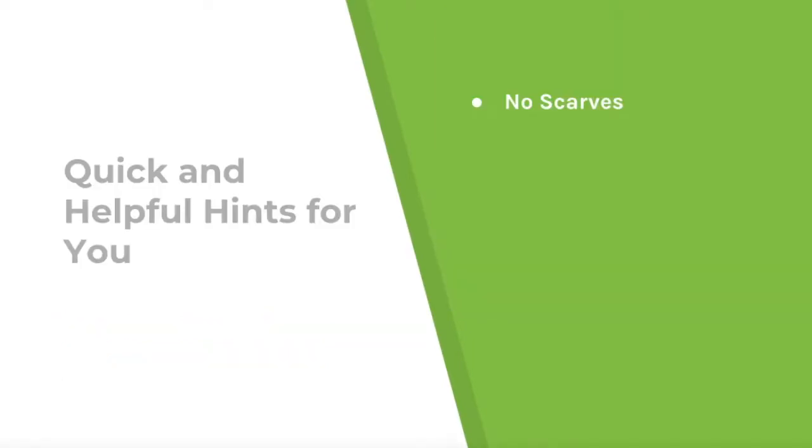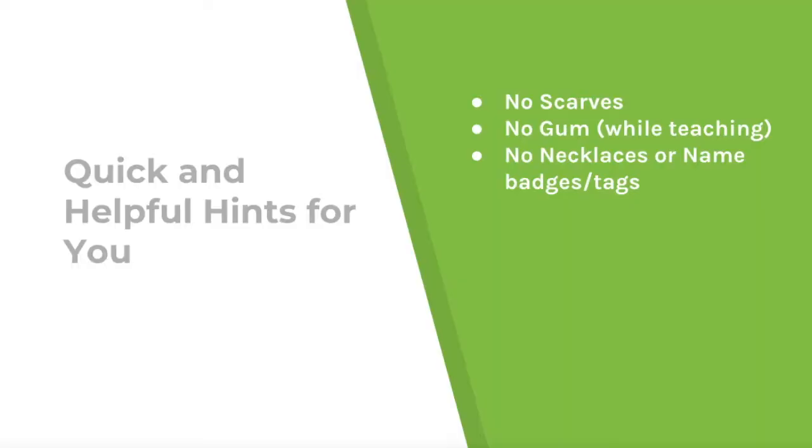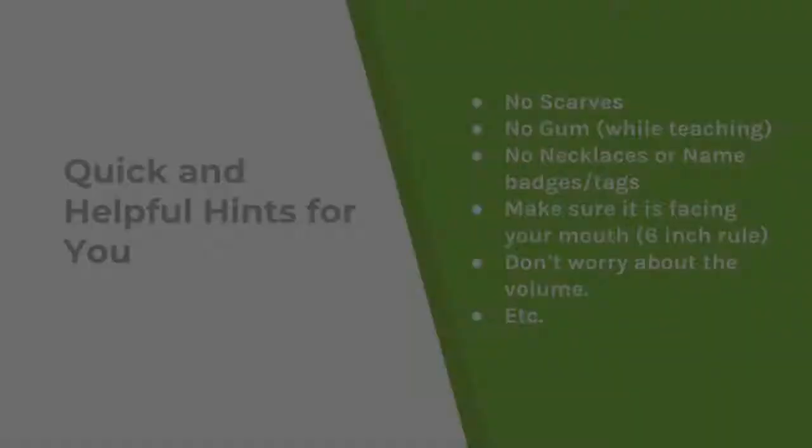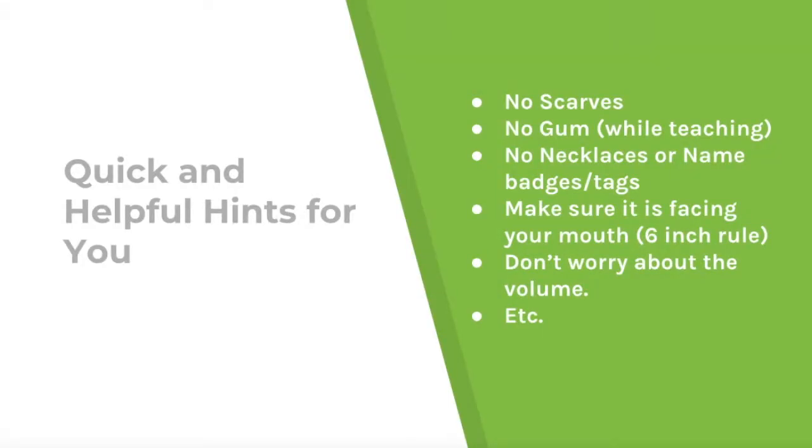Here are some helpful hints to keep in mind when you are wearing the microphone. When wearing the transmitter, please do not put anything over it like a scarf. Please do not chew gum. When wearing the transmitter, please do not wear a necklace, name tag, or name badge, or allow it to get bumped. Make sure the microphone is facing your mouth and at least 6 inches from your chin. And remember, you can speak in your normal tone of voice. If you speak loudly or need to yell for some reason, my equipment automatically adjusts so that you are not hurting my ears.